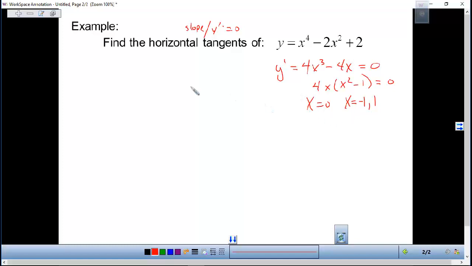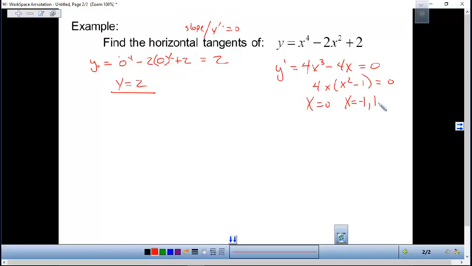We need to find what they are. Well, what they are is going to be the y value. Remember, a horizontal line is y equals something. So we need to find out what y is when x equals 0, when x equals negative 1, and when x equals 1. So y equals, let's say y sub 0. That means we're going to plug in 0 to the fourth minus 2 times 0 squared plus 2, which gives us 2. So that gives us y equals 2 as the horizontal tangent at x equals 0.